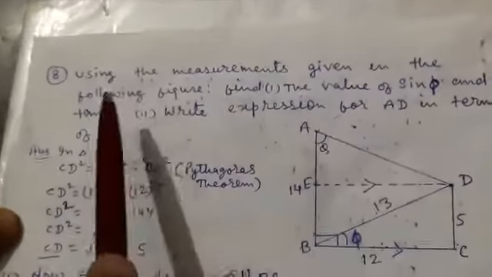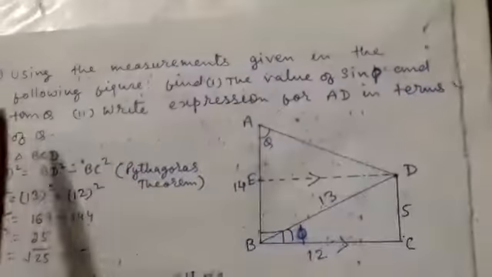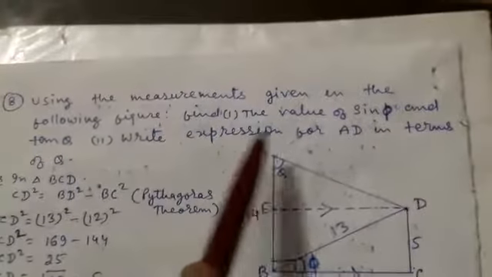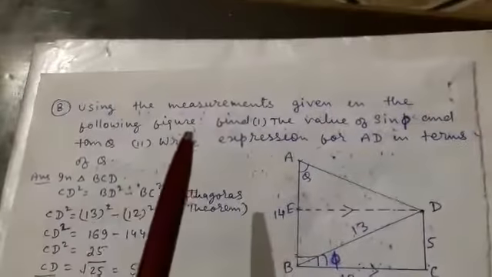Now let us see question number 8. Using the measurement given in the following figure, find, first part, the value of sin phi and tan theta. Second part, write expression for AD in terms of theta. So let us see, this figure is given here.